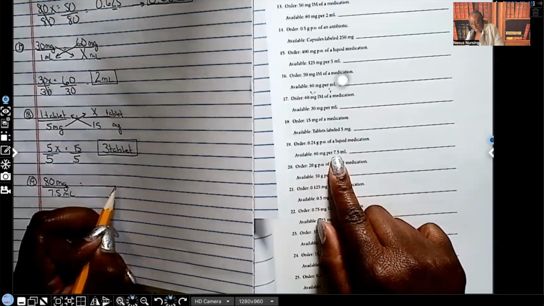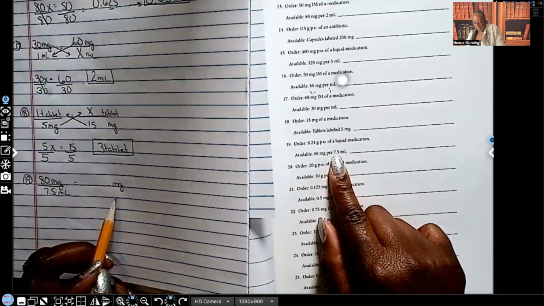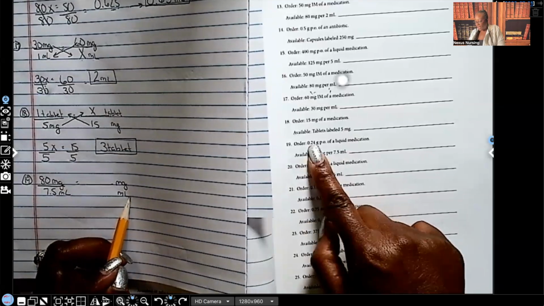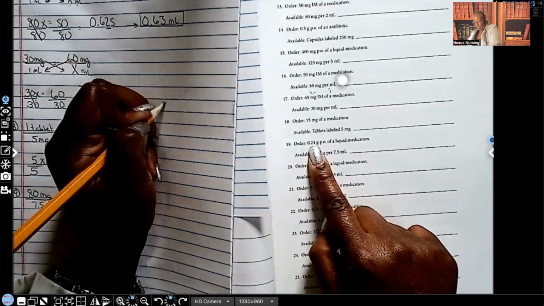Whatever I have up here has to be milligrams, and whatever I have down here has to be mLs. Our units have to match, and all I have left is my 0.24 grams. But wait a minute. Up here's milligrams, not grams. Remember what I had written? Let me write it down for you guys again.